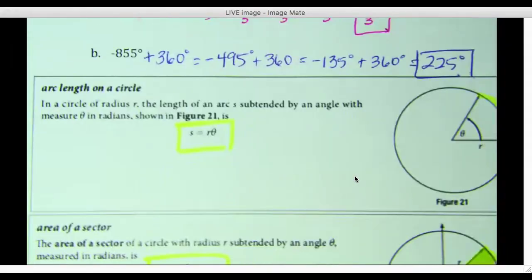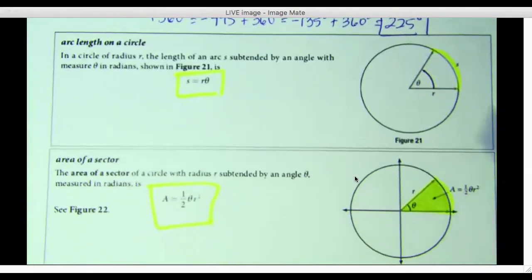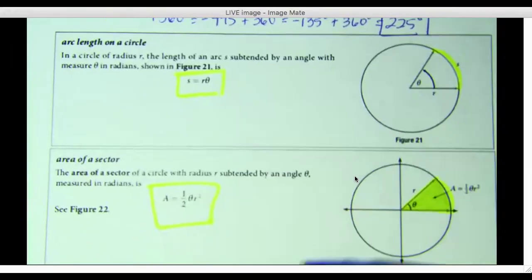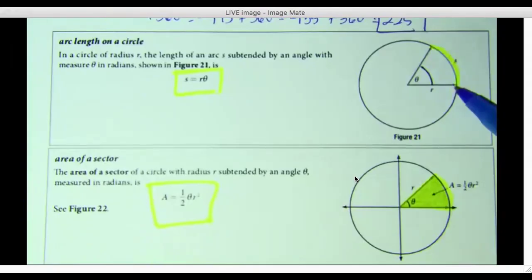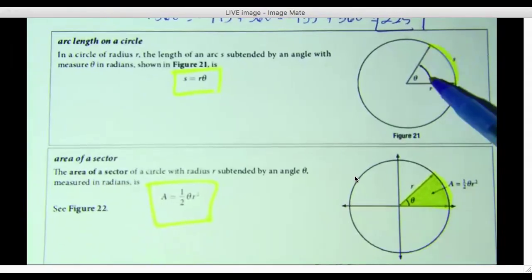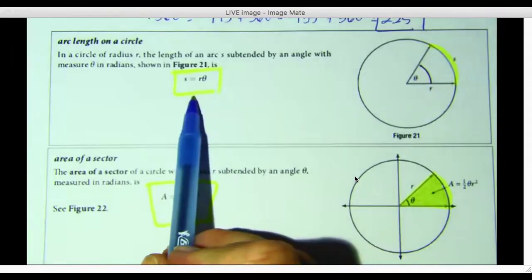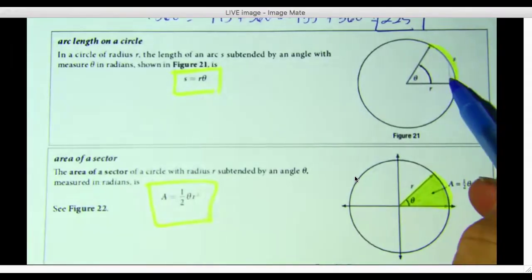All right, and the last topic in this section is arc length and area of a sector. What these two formulas here are telling us about is the length of the arc on a circle. So if you have a circle and you know the size of the angle here, and you know the radius of the circle, you can find the length of a sector of the circle by multiplying the angle times the radius. So that's this formula right here, the radius times the angle theta. And that gives us the length of the sector.